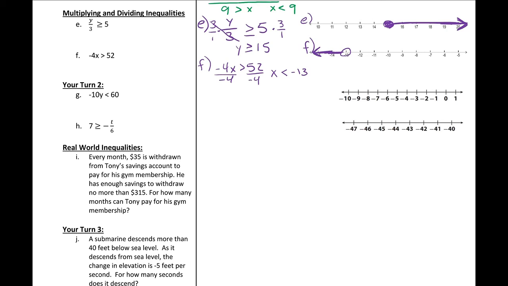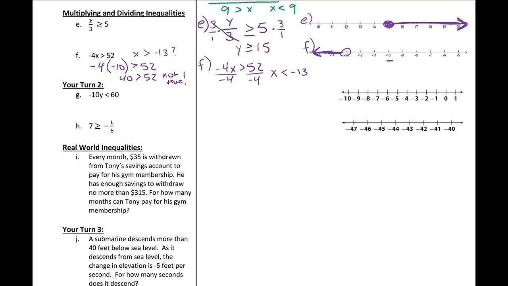Now, why can't this be x is greater than negative 13? Well, let's put in a value that's greater than negative 13 for x. Let's put in negative 10, because I know negative 10 is greater than negative 13. So negative 4 times negative 10 is greater than 52. Well, that gives me 40 is greater than 52, which is not true. Okay, so that's why we're flipping the sign here. If I flip the sign and I pick a value that is less than negative 13, I will get a case here that's true.